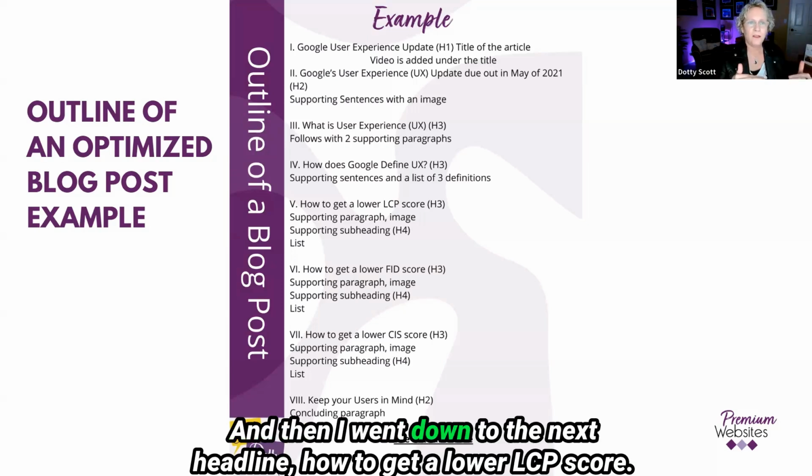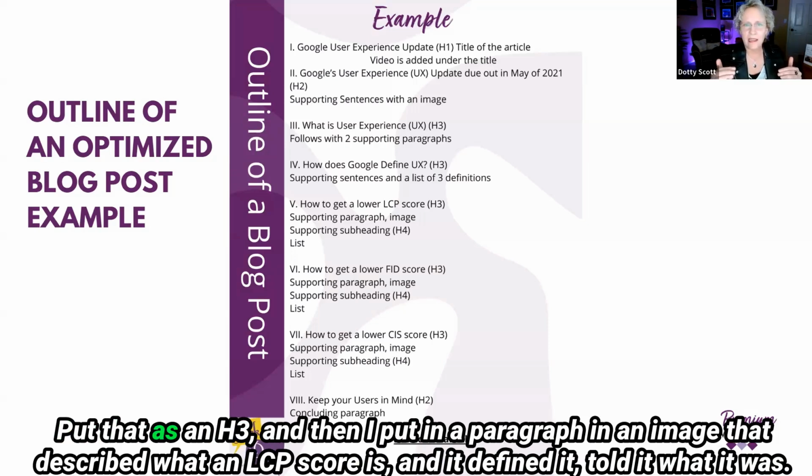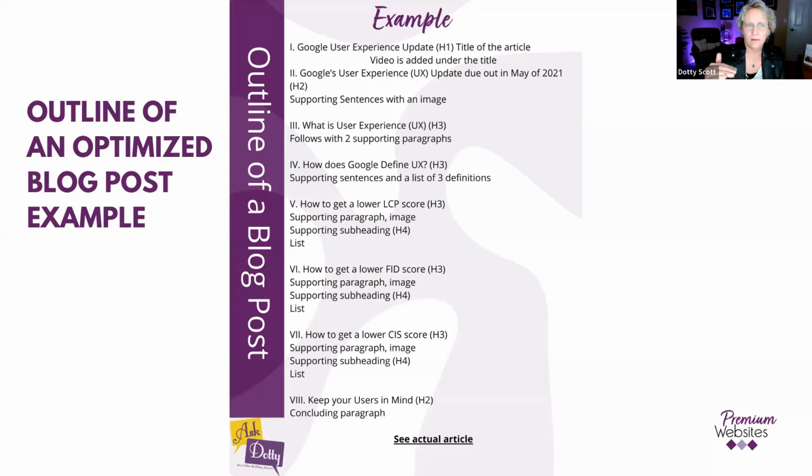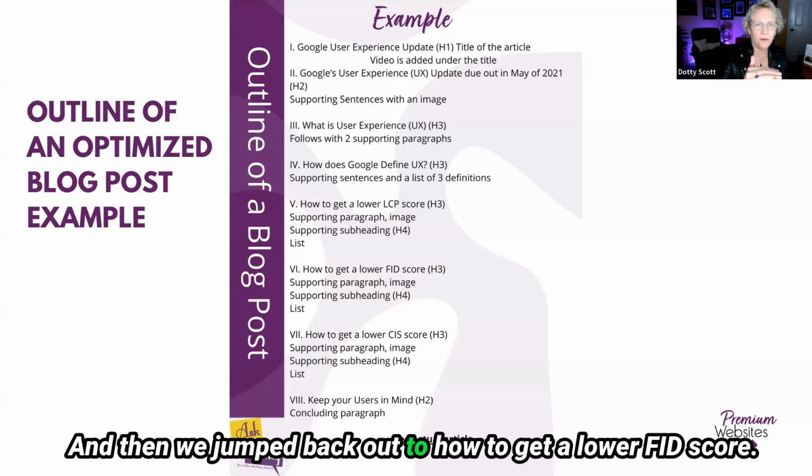And then I went down to the next headline, how to get a lower LCP score. Put that as an H3, and then I put in a paragraph and an image that described what an LCP score is, and it defined it, told it what it was. And then I had another supporting headline under that, and that was a list. And then we jumped back out to how to get a lower FID score.